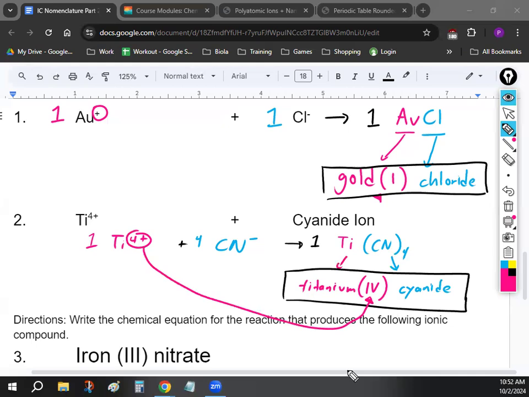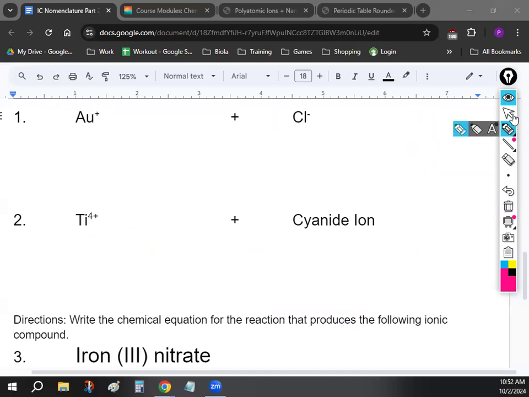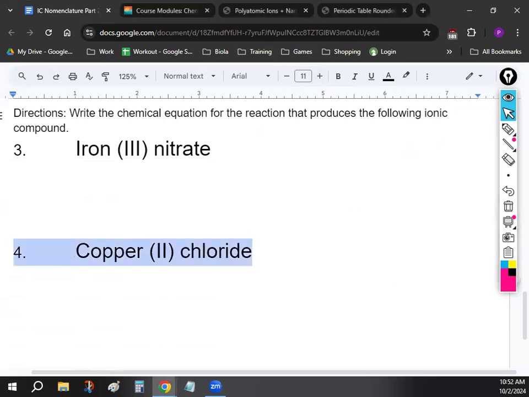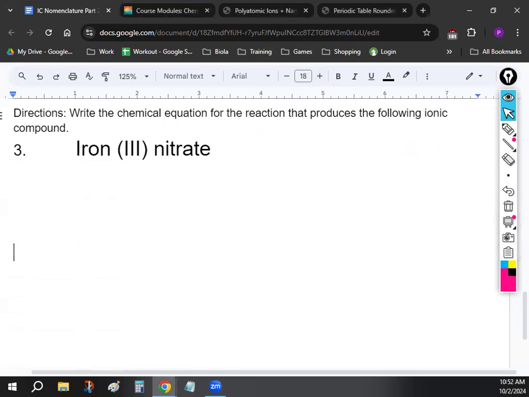All right, we're going to do one last one together, and it's the one where you go backwards, where I give you the name, and then you have to find the formula and write the equation. Let's take a look at this one right here. We got iron(III) nitrate. I know there's number 4, but let's skip that one for today.